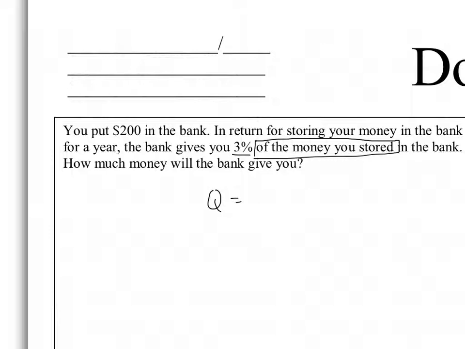Q is going to be equal to the percent of the whole. The whole is of the money we stored in the bank, which is $200. And this is 3%, 0.03. So our quantity is going to be equal to 200 times 0.03, which is going to be $6. So if we're storing my money in the bank, they're going to give me $6.